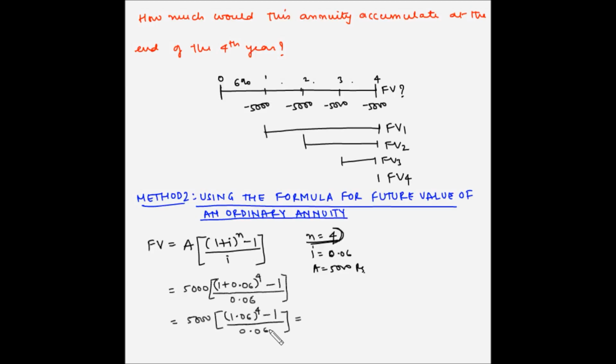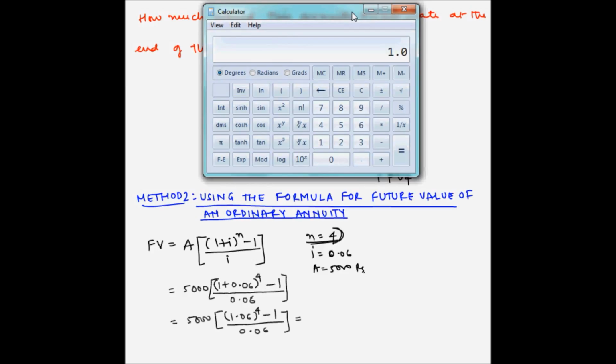So let's calculate this. So 1.06 to the power 4 minus 1 divided by 0.06, and this multiplied by 5,000. So this is 21873.08 rupees. Now this is the same answer that we had gotten using method 1.